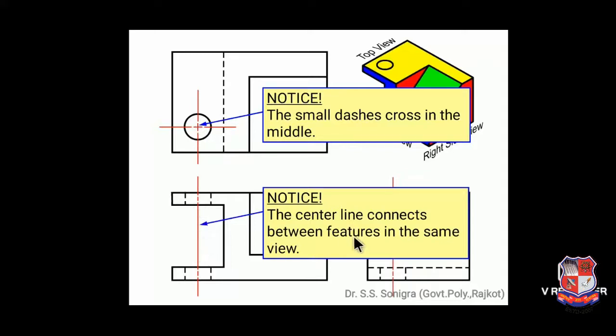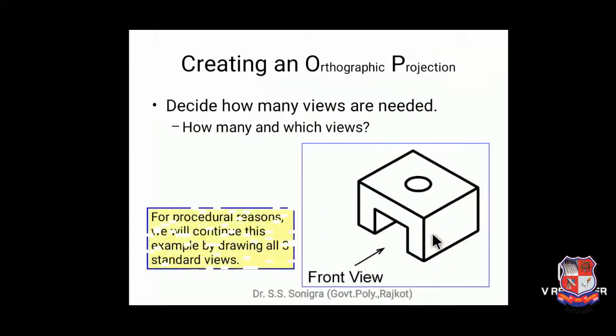Similarly, notice here the center line connects between features in the same view. Here center line is there, here center line is there. So these two center lines should not be drawn continuously. Here you should draw a continuous line showing the features between two center lines.